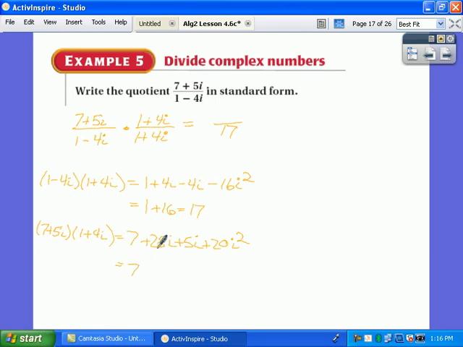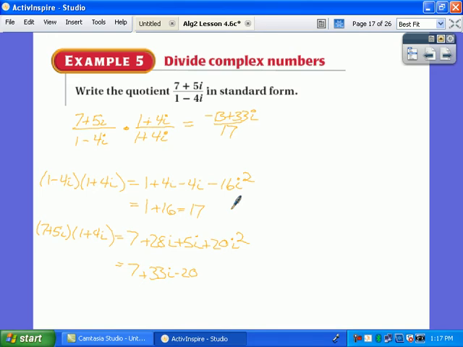So I see a 7. I have 28i plus 5i, so plus 33i. And then I have plus 20i squared. i squared is just -1. So this is really minus 20. And so then I see I have a 7. I have a minus 20. So 7 minus 20 is -13 plus 33i.